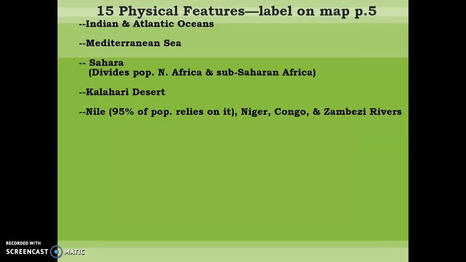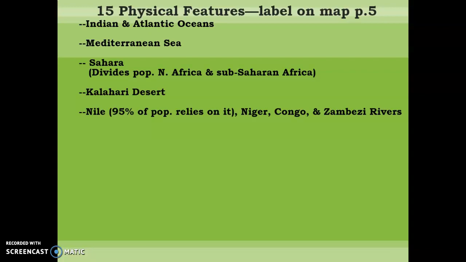All right, the Nile River. Please write down that 95% of Africa's population relies on the Nile River. The other major rivers besides the Nile, which of course is the world's longest river, and it actually starts out as two rivers, the White Nile and the Blue Nile, and then it empties into the Mediterranean Sea, so it flows north, which is a little bit different than most rivers we're used to.